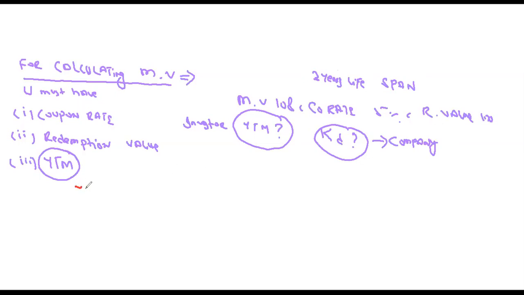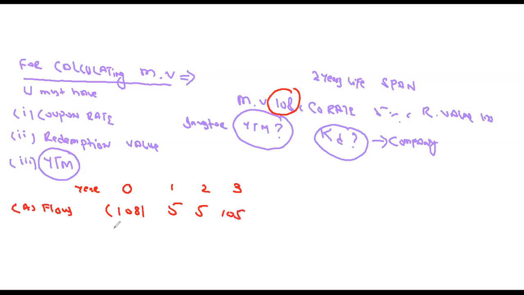We will write year 0, 1, 2, 3 cash flows. Always you will write the market value in year 0 as negative 108. And what about the cash flows? Coupon is 5, 5, and in the last year, it will be 105. You will choose a rate by yourself. Meaning we are going to apply the IRR method.